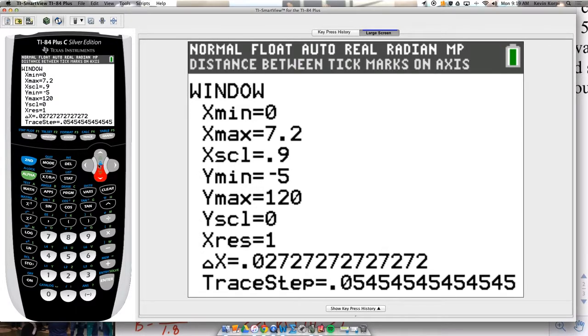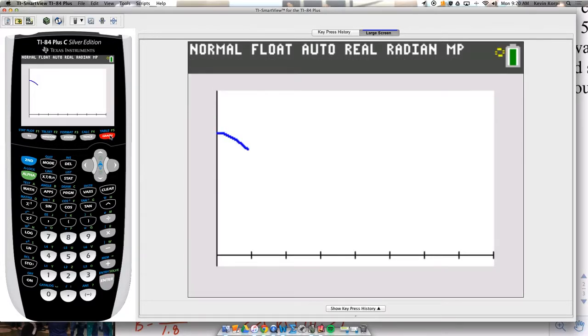-5 to 80. Because the calculator uses the top and the bottom of the screen to write information, and you don't want it to interfere with your graph. And for your y scale, I'm just going to leave it at 0. The rest of the stuff you can always leave as default, okay? That's all we need. So there's your window. If you hit graph, you should now see something that resembles, again, what you have on your paper. And if it doesn't match, something's wrong.